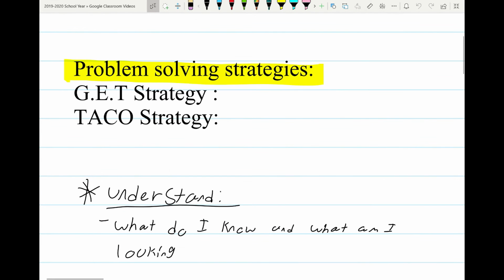So another strategy I want you to use is called the GET strategy. Now this is amazing, okay? Sometimes when we're working with word problems, I don't really understand what it's asking me to do. I don't know if I should multiply or divide. It's a lot. So this is called the GET strategy, or the GET model, okay?